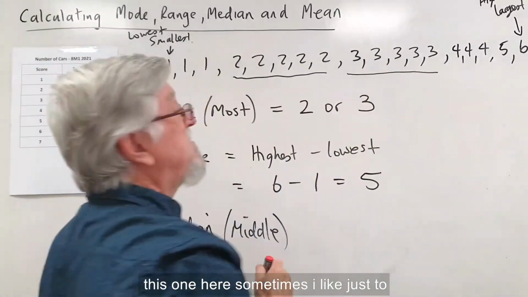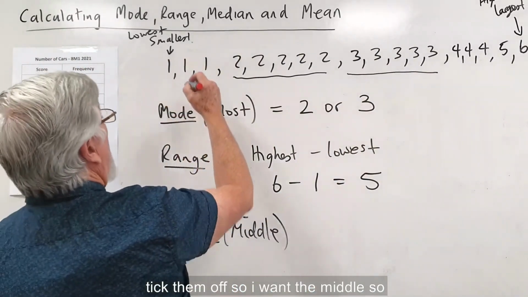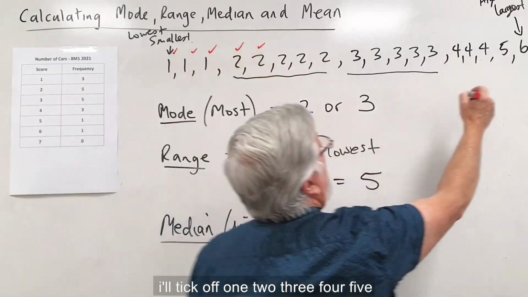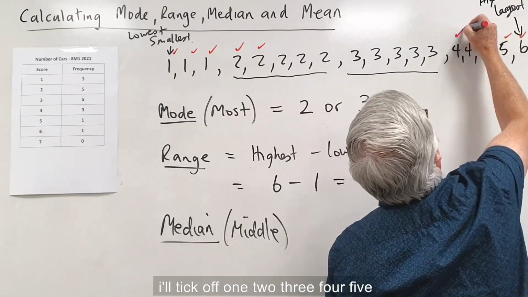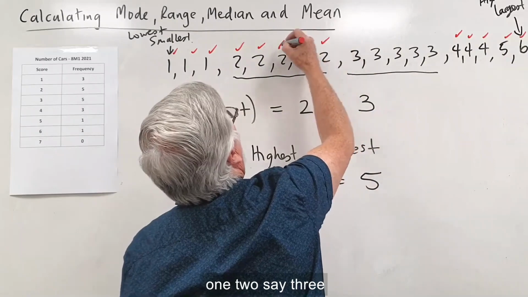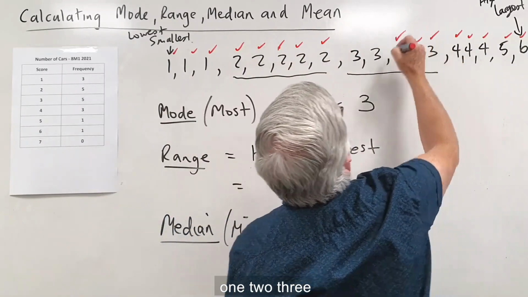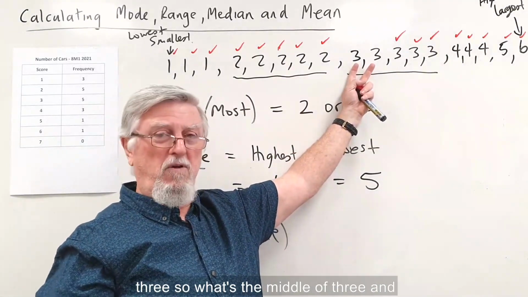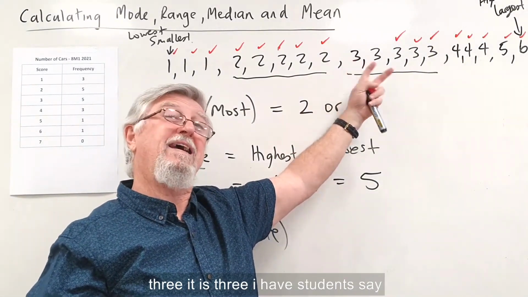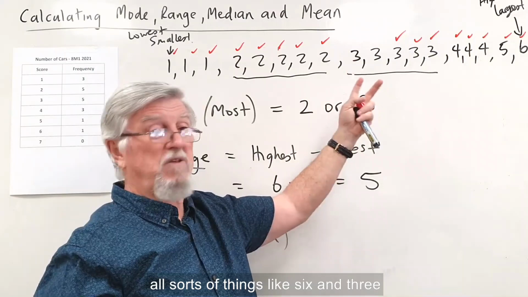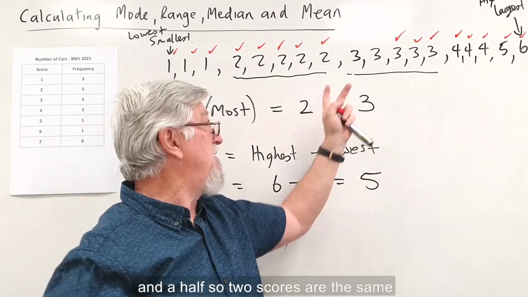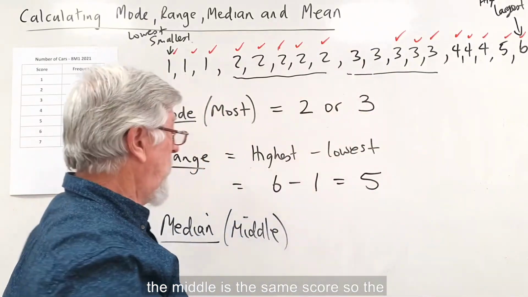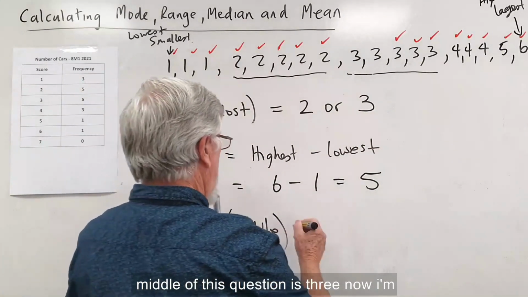So if I go to this one here, sometimes I like just to tick them off. So I want the middle. So 1, 2, 3, 4, 5. I'll tick off 1, 2, 3, 4, 5. 1, 2, say 3. 1, 2, 3. And I've got two scores in the middle, and just like a moment ago, they're both 3. So what's the middle of 3 and 3? It is 3. I have students say all sorts of things like 6 and 3.5. So if two scores are the same, the middle is the same score. So the middle in this question is 3.